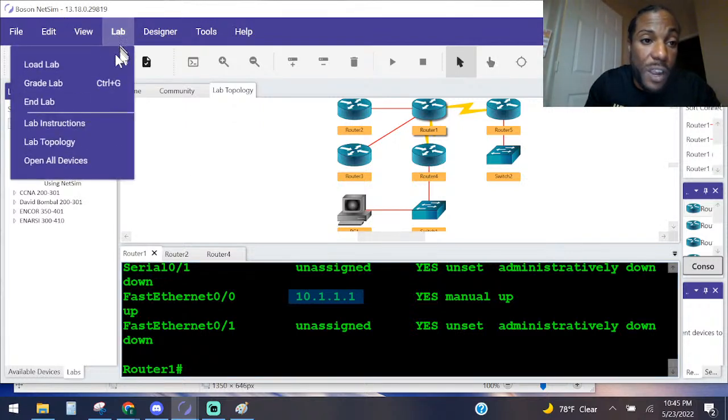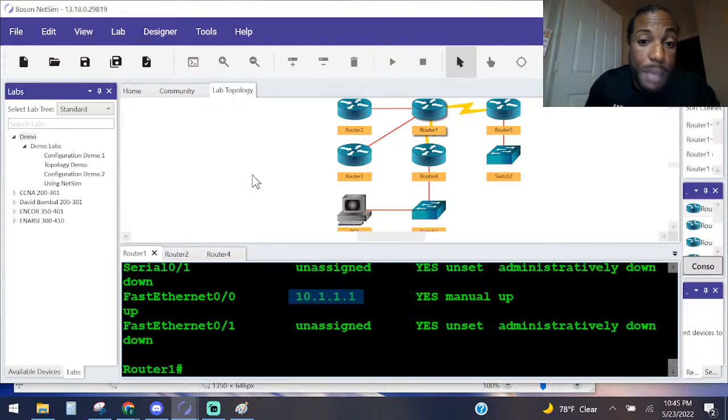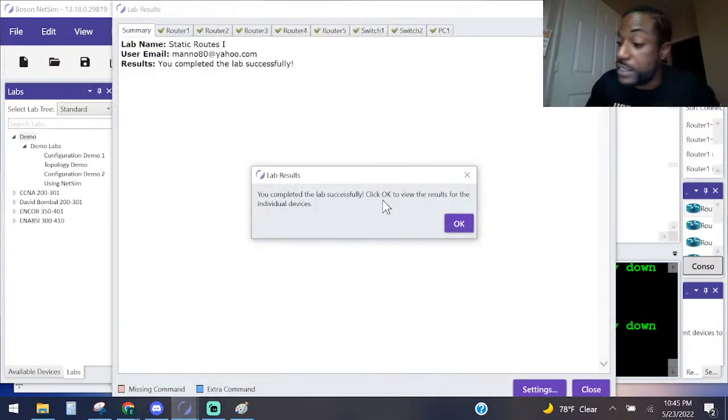We can also verify our work with Control G or just Grade Lab, and it says right over there you completed the lab successfully. So we're good to go.